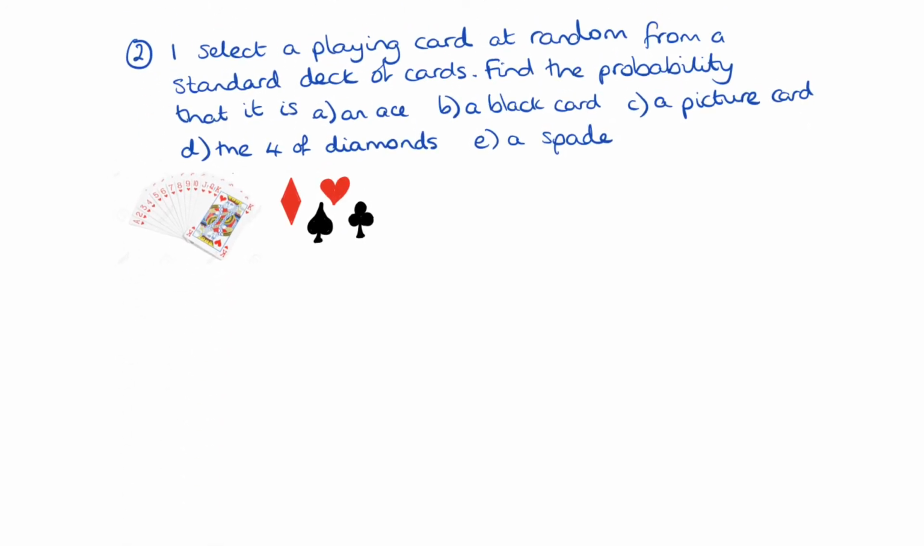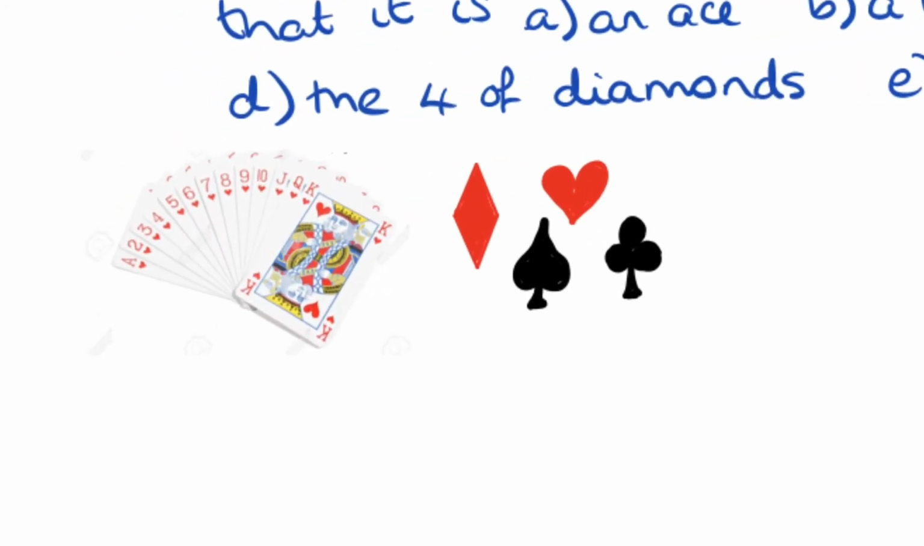I select a playing card at random from a standard deck of cards. Find the probability that it is one of these things. So a standard deck of cards, just so you know, has all these different cards in each of these 4 suits. We've got diamonds, hearts, spades and clubs, and in each of those we've got everything starting with an ace, which is 1, 2, 3, 4 and so on right up to 10, and then we've got jack, queen, king. So each suit has 13 cards in it, and there are 4 suits.